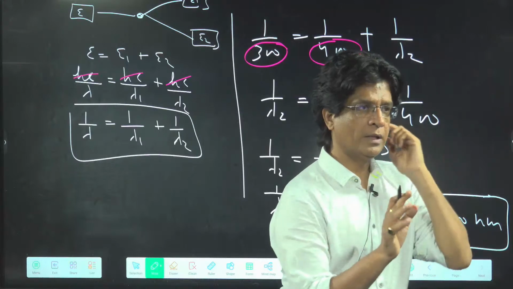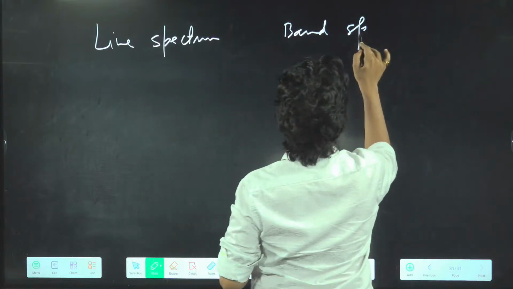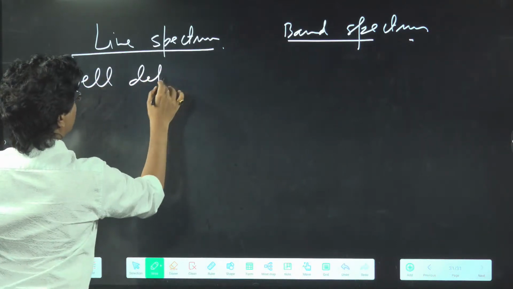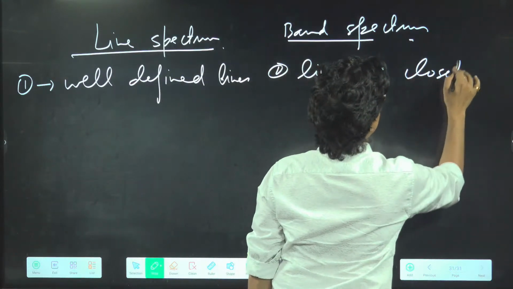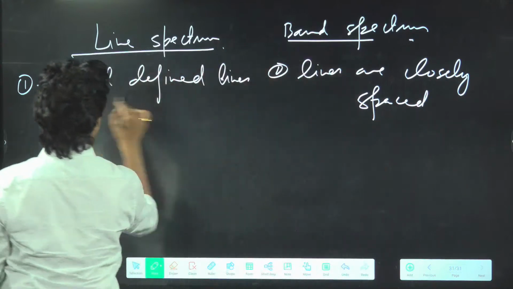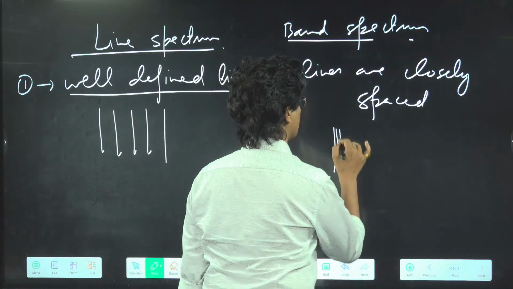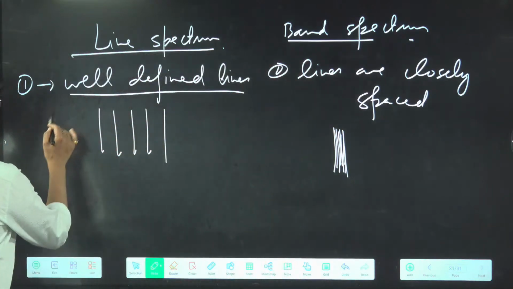So now one last thing is left, with respect to the spectrum. They normally ask one question from that. So my task is to teach you what is line spectrum and band spectrum. Remember that in line spectrum, the first point is that we have well-defined lines. Over here, the lines are very far apart, very distinct, so you can catch them. But over here, in the band spectrum, lines are very closely spaced, so from far it will look almost like a band.